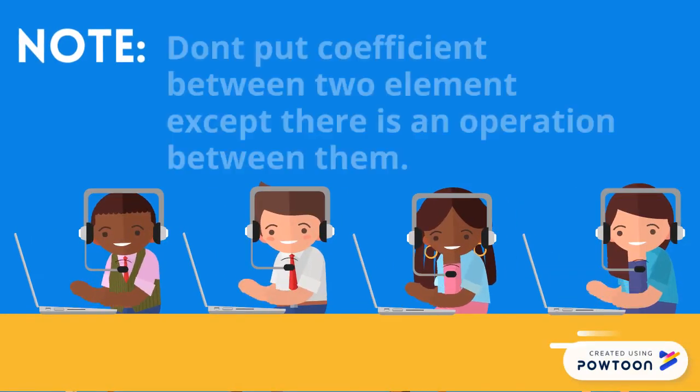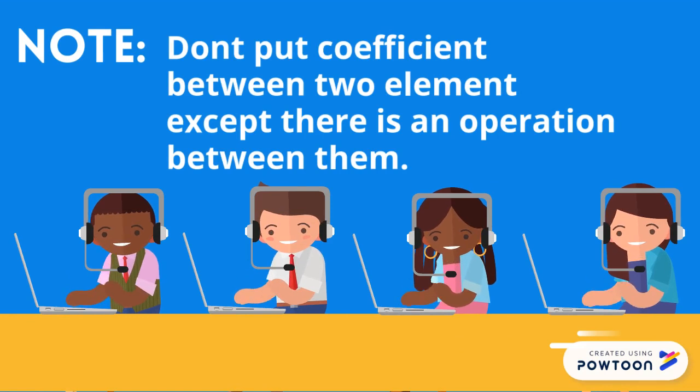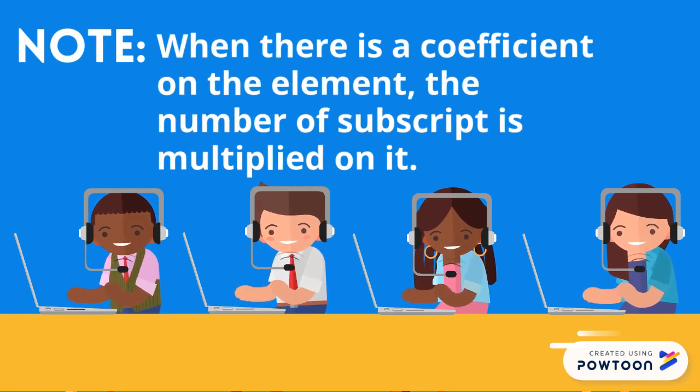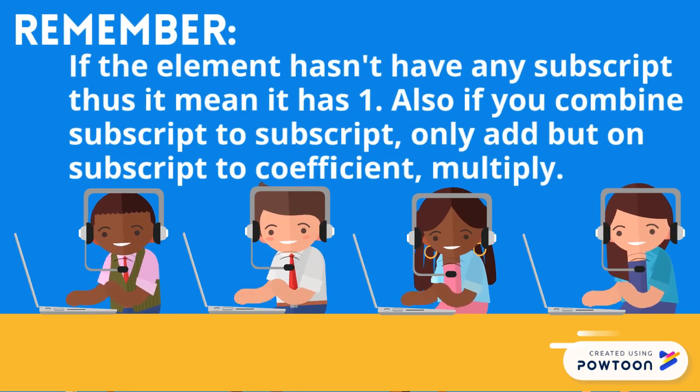Whenever you are balancing a chemical reaction, you must never put a coefficient between two elements, except if there is an operation between them. On the other hand, you mustn't change the subscript to make the chemical reaction balance, only the coefficient. When there is a coefficient on an element, the subscript is multiplied by it. Also, if you combine subscript to subscript, only add, but for subscript to coefficient, multiply.